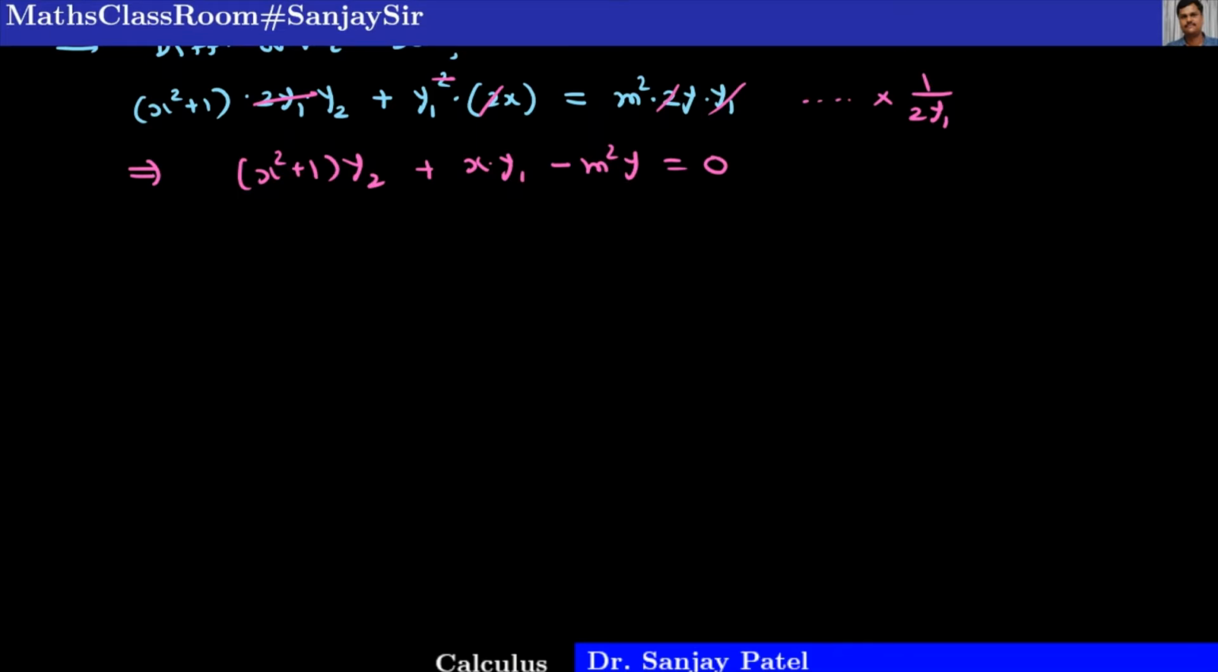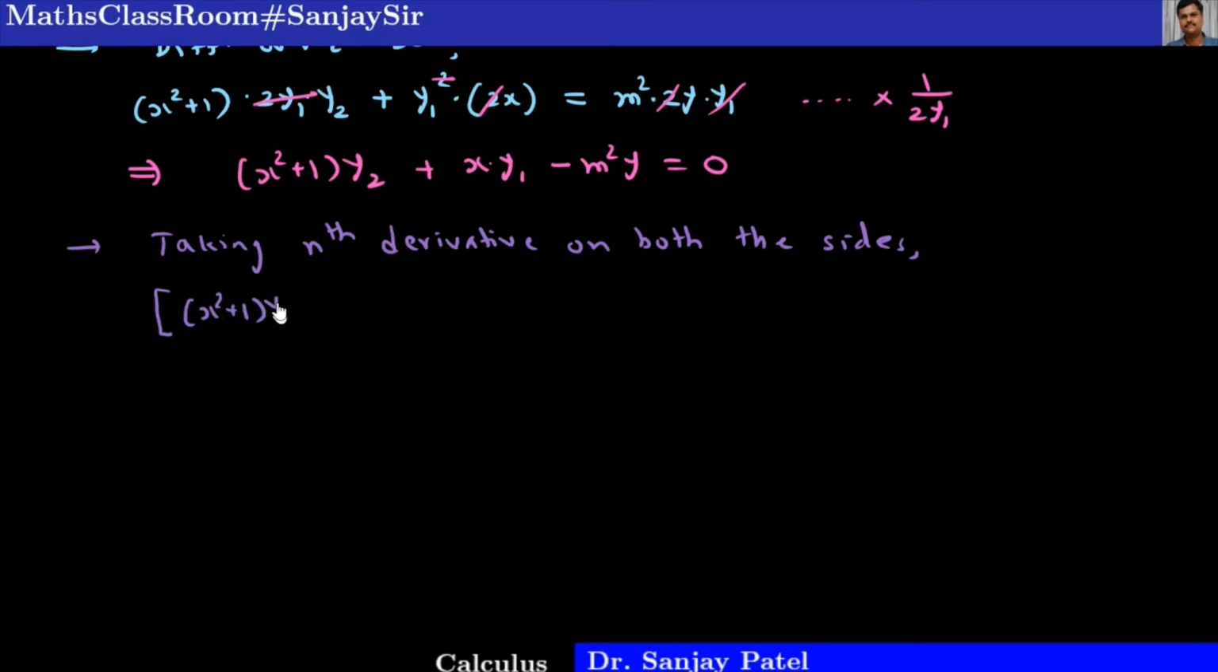So taking nth derivative on both the sides, we get this thing: x square plus 1 into y2, its nth derivative, which we write like this, then x into y1, the product of these two functions' nth derivative, minus, here we have only one function y, m square is a constant, so m square will keep as it is, and nth derivative of y is yn, and on the right hand side 0, nth derivative is 0.